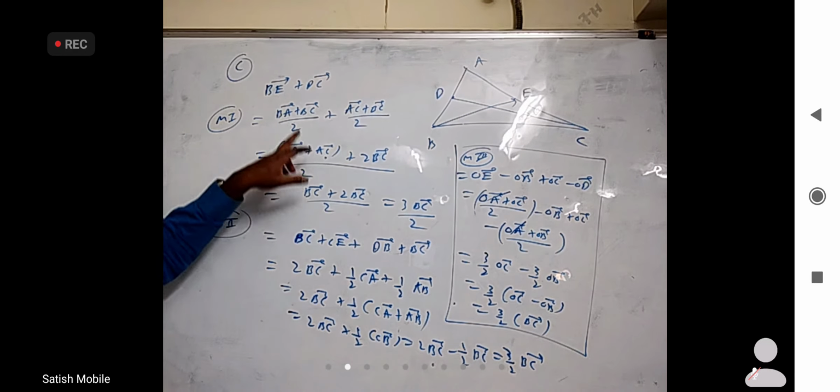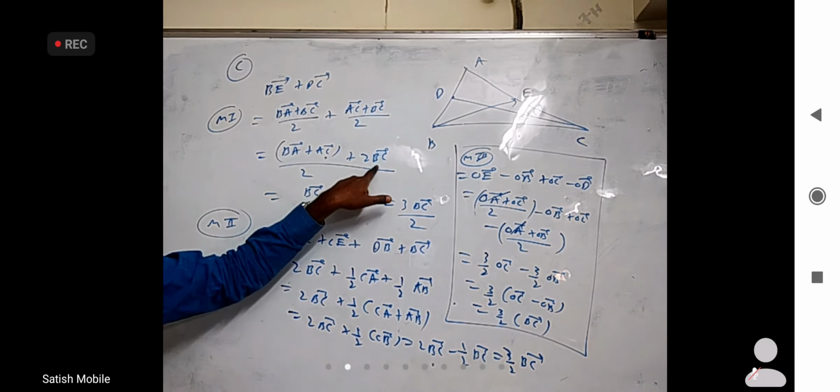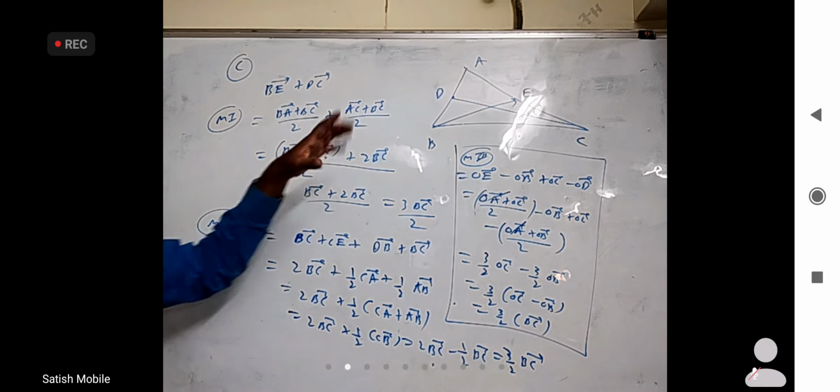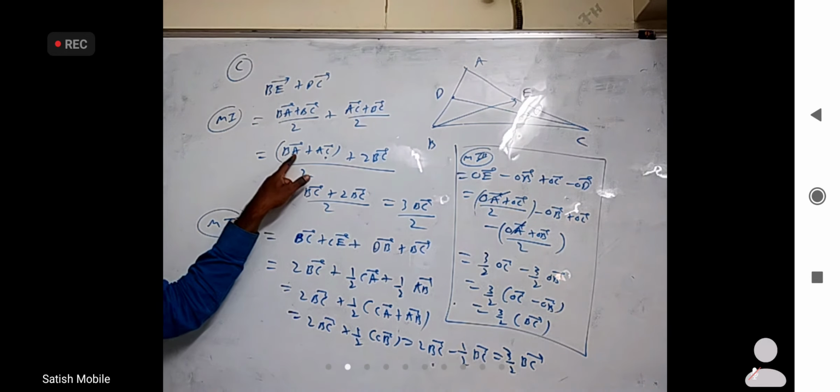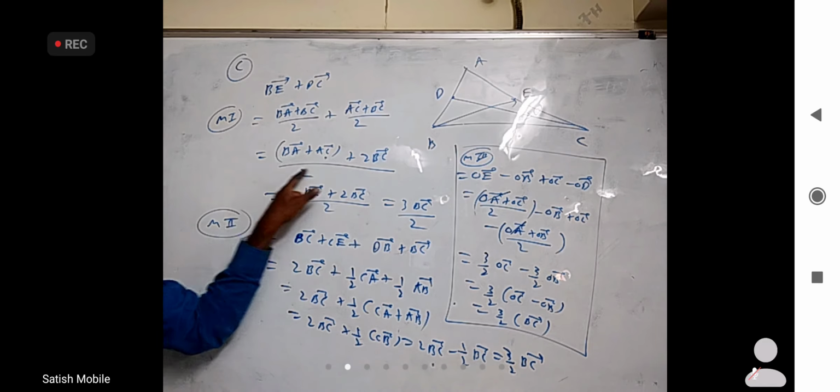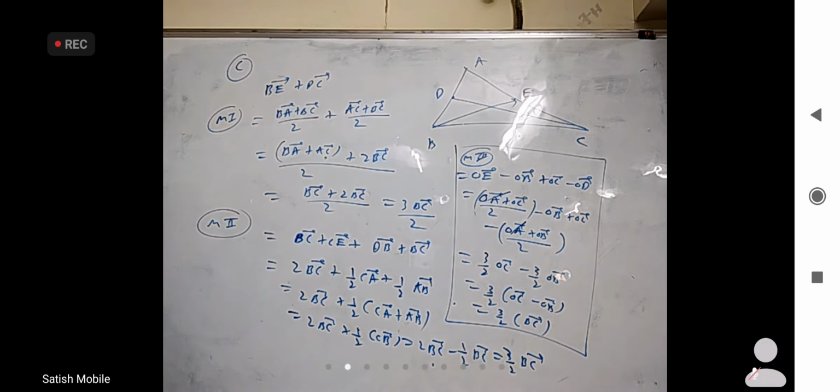Now we have BA here, AC here, one BC here, one BC here, together 2 times BC bar. What is BA plus AC? You don't need a figure. If you want, BA plus AC is BC, but whenever this last letter and this first letter are the same, what you get is directly this vector. Okay, that is BC bar. So 3 BC bar by 2.